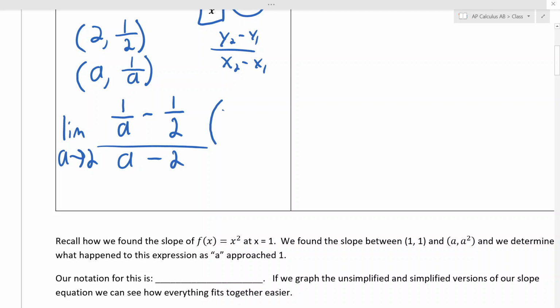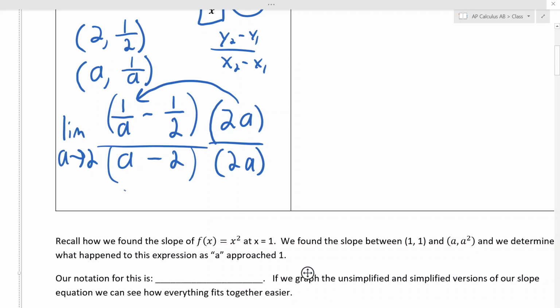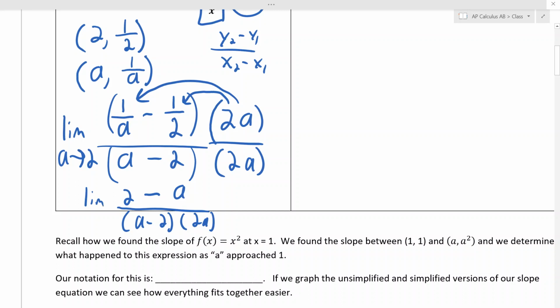So we need to get rid of these little fractions up here. And we're going to do that by multiplying by 2a to the numerator and the denominator. When you multiply this over here, you get 2 minus, when you multiply this into here, you get a, over a minus 2 times 2a. And the limit as a goes to 2, these cross out, but they leave a negative 1 up here. So when you plug in, you get negative 1/4.